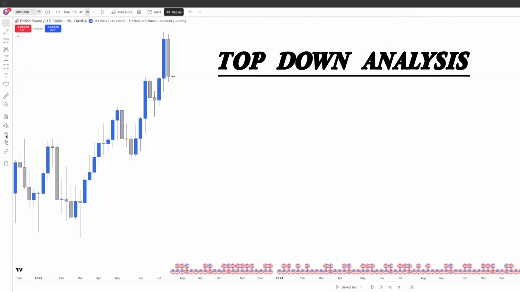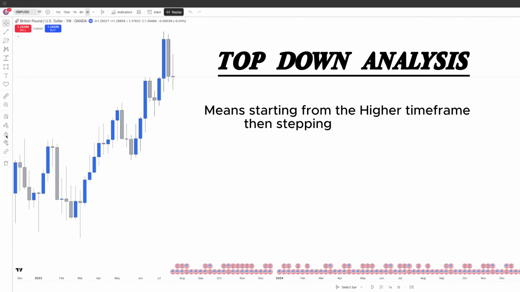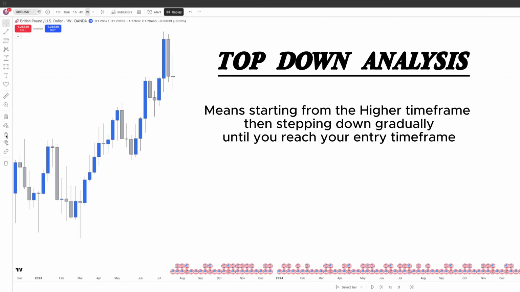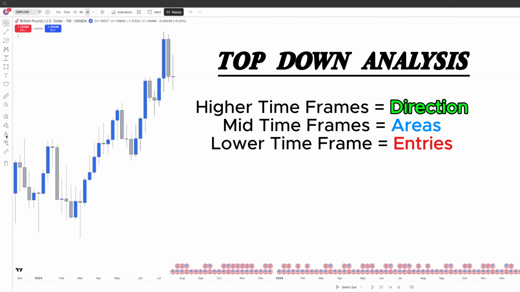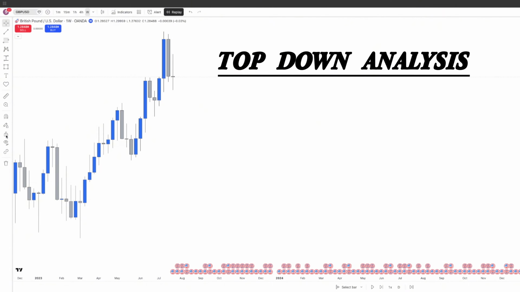First of all, top-down analysis simply means starting from the higher time frame, then stepping down gradually until you reach your entry time frame. Higher time frames give direction, mid time frames give areas, and lower time frames give entries. Most traders reverse this process. They start on 5 minutes. That's why they keep getting stopped out most of the time.